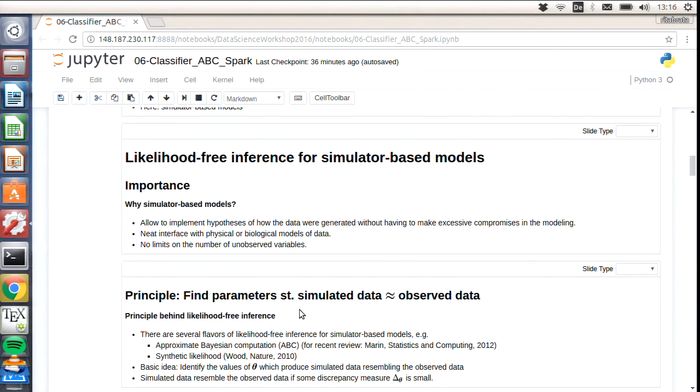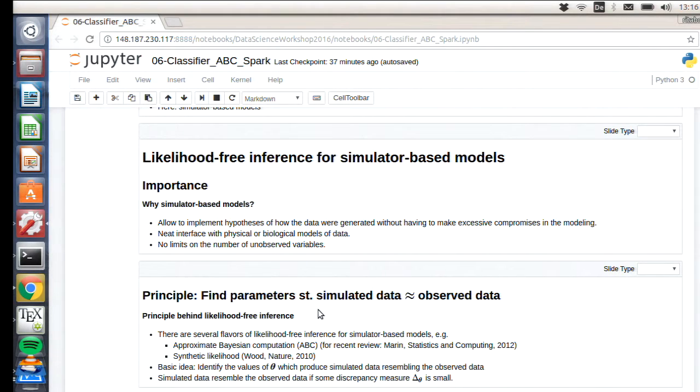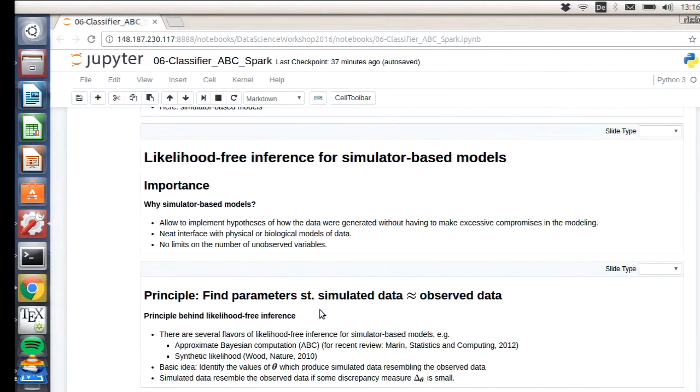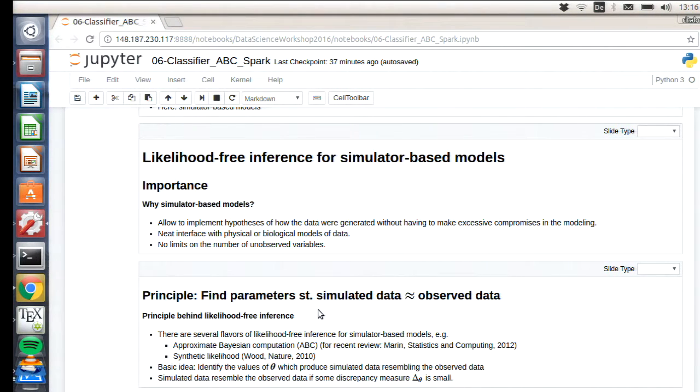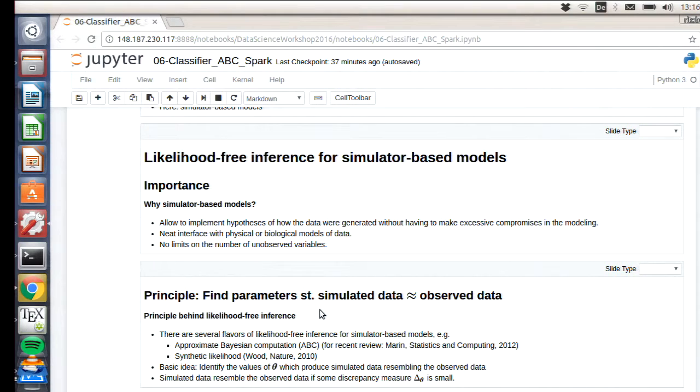And why is it so important? Where does it come from? It allows you to implement hypotheses of how data are generated without having to make excessive compromises in the modeling. If you think about the Gaussian model, when Gauss proposed it, he was looking into a lot of different histograms coming from the natural sciences, more than 100 years ago. All of them looked bell-shaped. Then he considered that a Gaussian model would be a nice fit, and he came up with the equation of that.